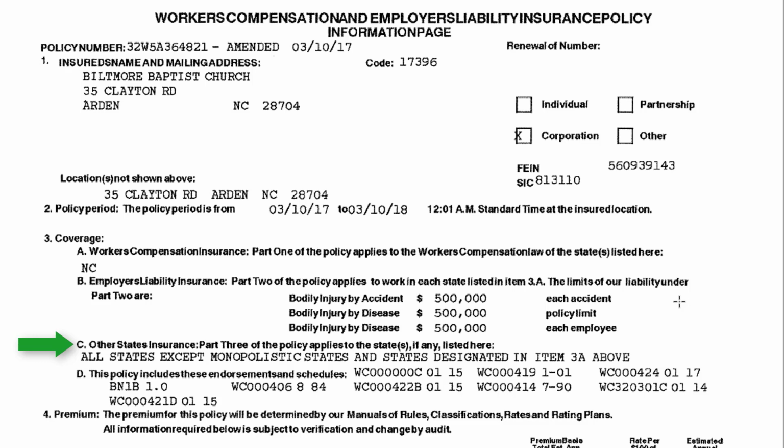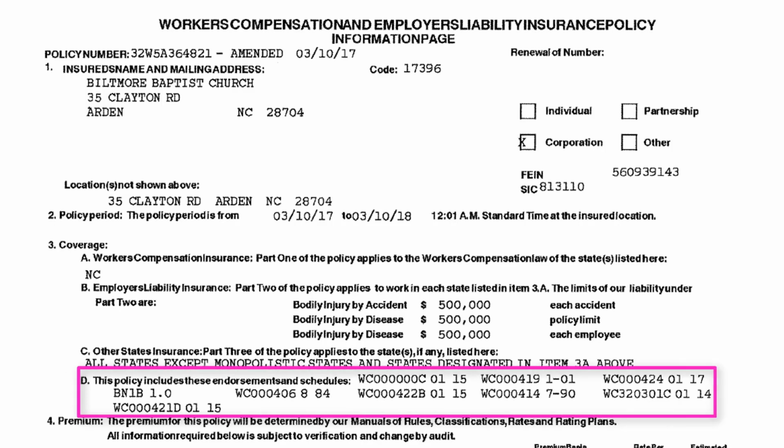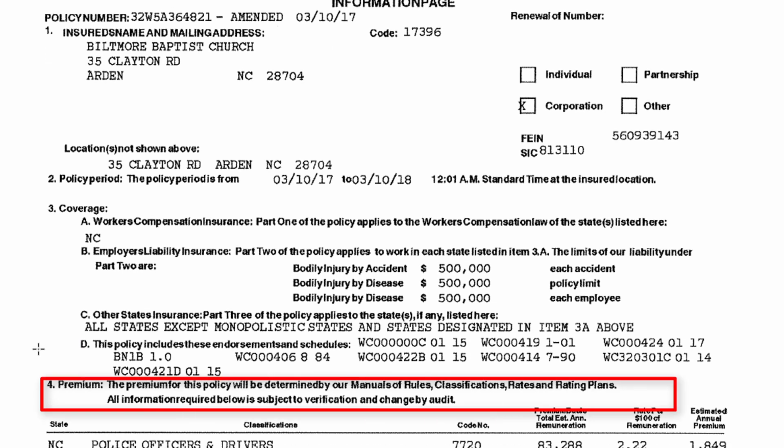C, it says other states insurance. So it indicates which states the coverage can apply to, and that means if you have an employee that works outside the office and travels to another state, you'll see the states listed separately, usually on the second page. Part D is the forms. These are numbers and letters that indicate the legal forms that Brotherhood writes, where you find the actual coverage for workers' comp and employer's liability. And number 4 talks about the premium and the rates. So that is your basic policy overview.